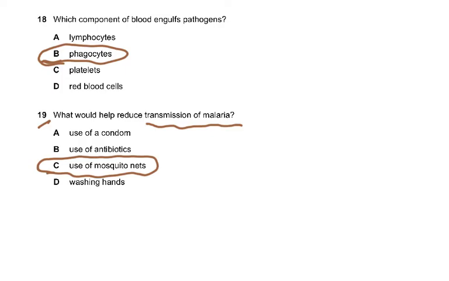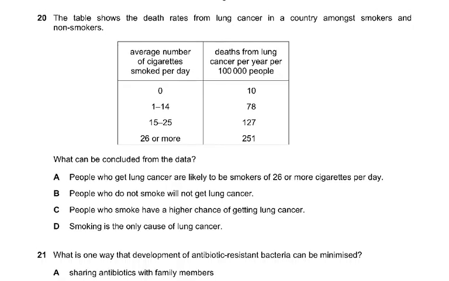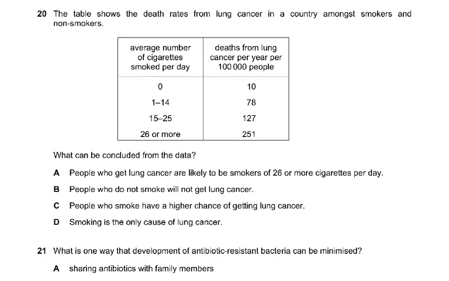Then coming to question number 20, the table shows the death from lung cancer in the country among smokers and non-smokers. Average number of cigarettes smoked per day, 0: 10 deaths from lung cancer per year per 100,000 people. For 1 to 14 cigarettes, 78 people die per year. For 15 to 25, 127 people die. If you smoke 26 or more, then 251 people die. What can be concluded from the data?